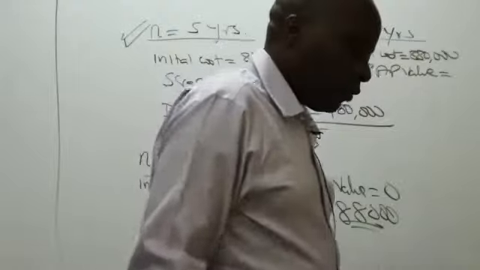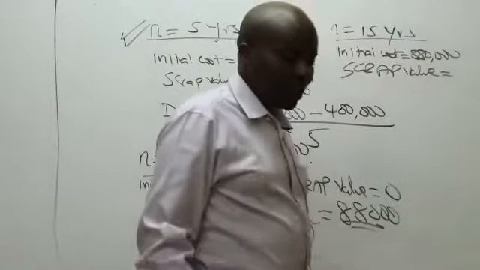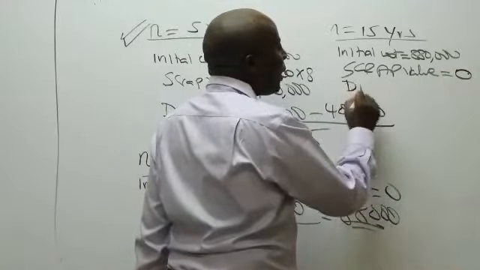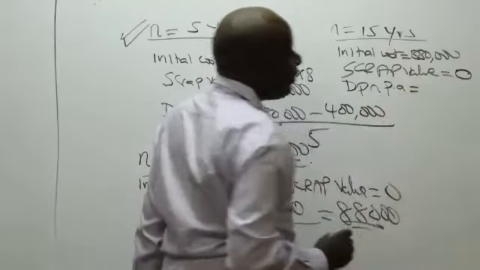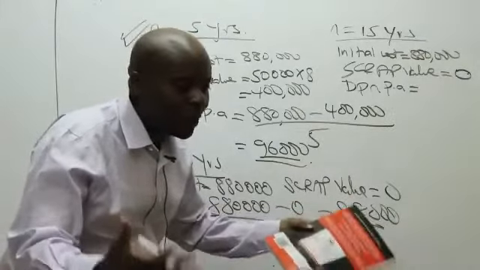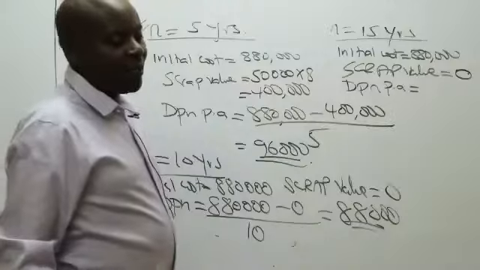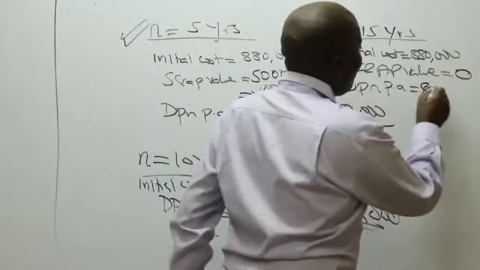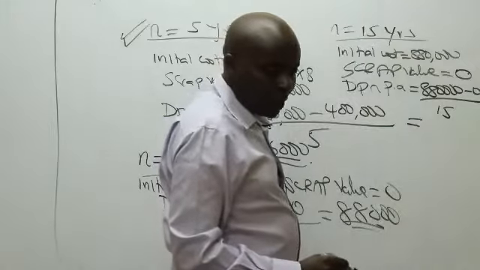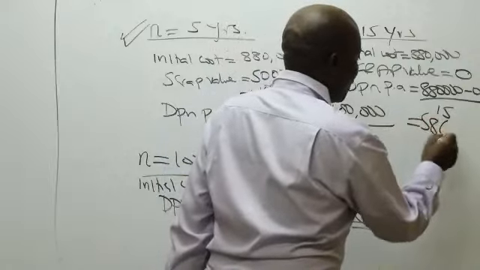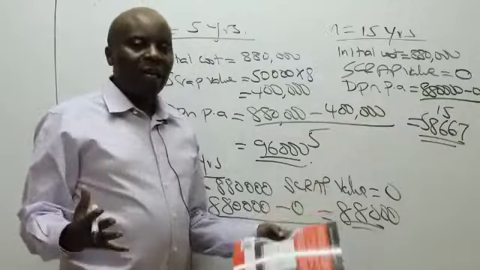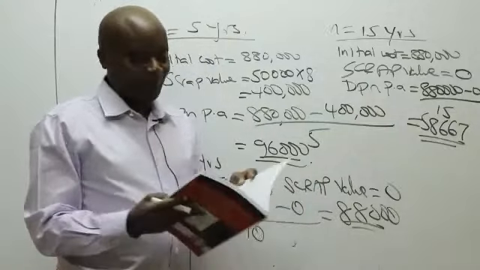In this case, if it's 15 years, they're telling me that this thing will be too old to have any value. So 0. And if that is the case, could you kindly give me the depreciation per annum? These are the low-hanging fruits that I expected my students to go and harvest while smiling. So depreciation per annum here will be 880,000 minus 0 over 15, which is 58,667 Kenya shillings. Thank you very much. Those are quite low-hanging fruits.